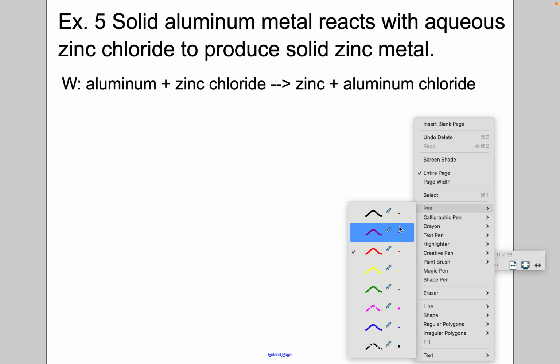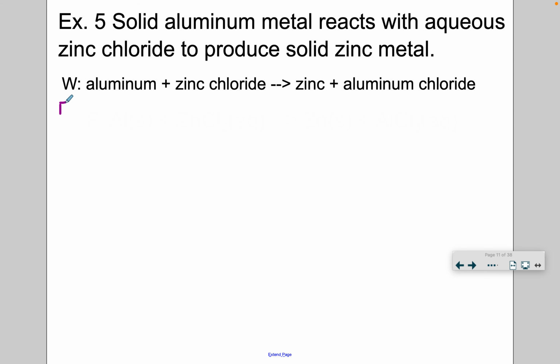Okay, so now we have to write a formula. So aluminum, the symbol is Al, and it's solid, so S, plus zinc chloride. Let's just say zinc has a +2. If this is a +2, how many chlorines am I going to need? If chlorine's a -1, I'm going to need 2 of them. So ZnCl2, and it says it's aqueous, so AQ. All right, produces zinc plus aluminum chloride.